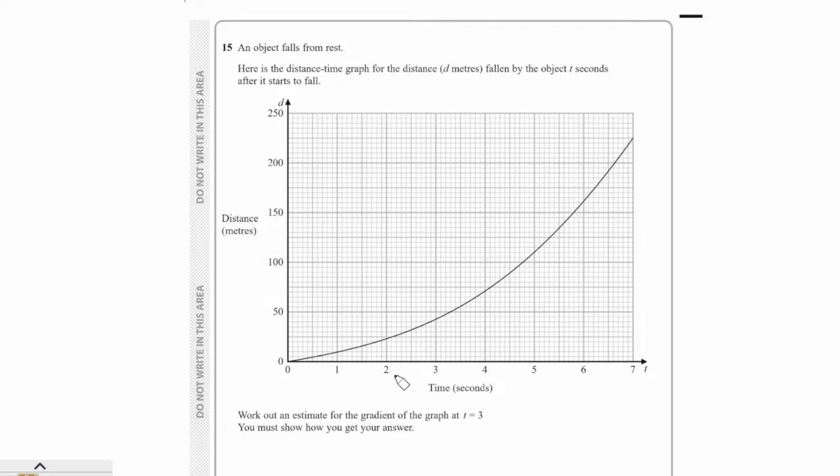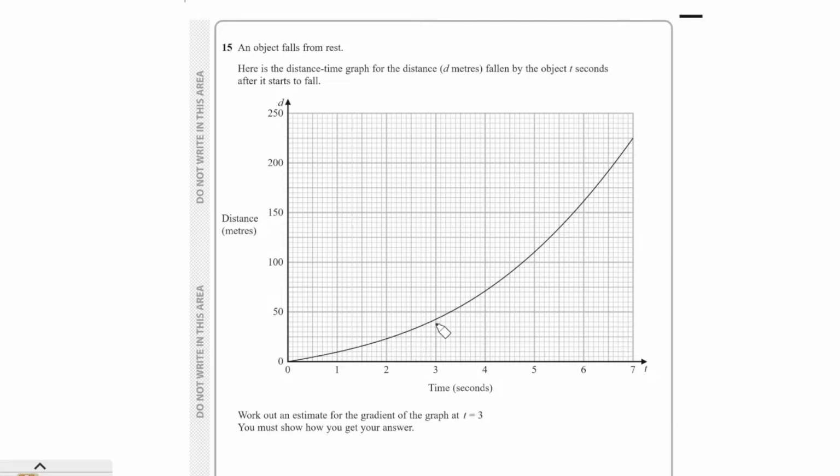A tangent. We need to draw a tangent at the point t equals 3. A tangent is just a straight line that touches the curve at that exact point and then carries on. Think of a tangent to a circle. It doesn't cross through, it just skims it and then carries on. So it's an estimate also, because everyone's tangent will look slightly different.